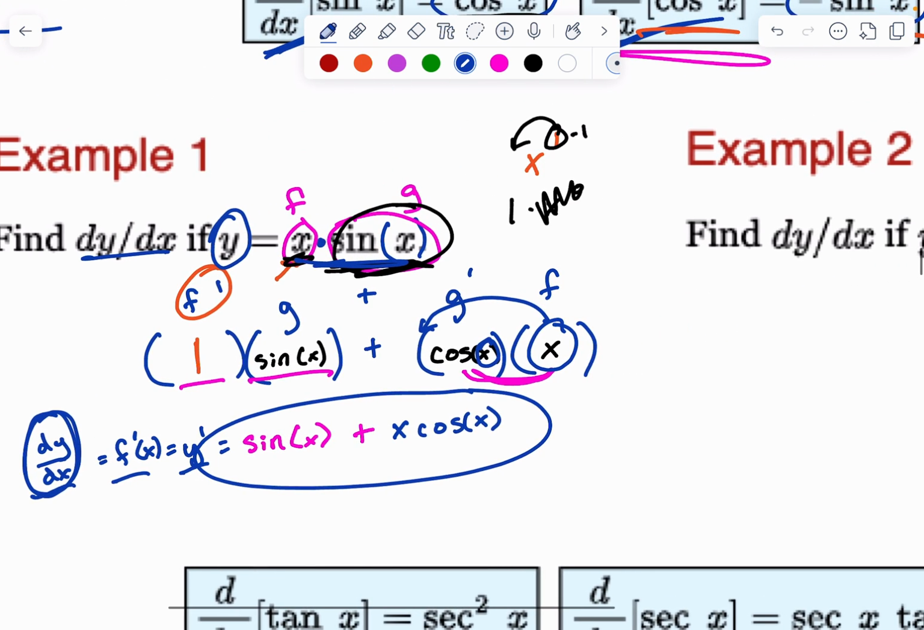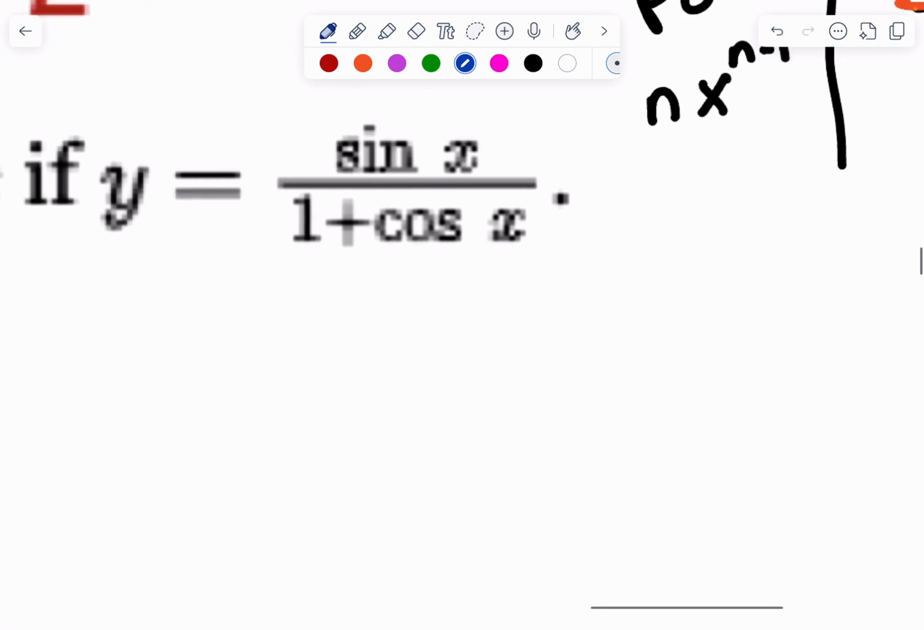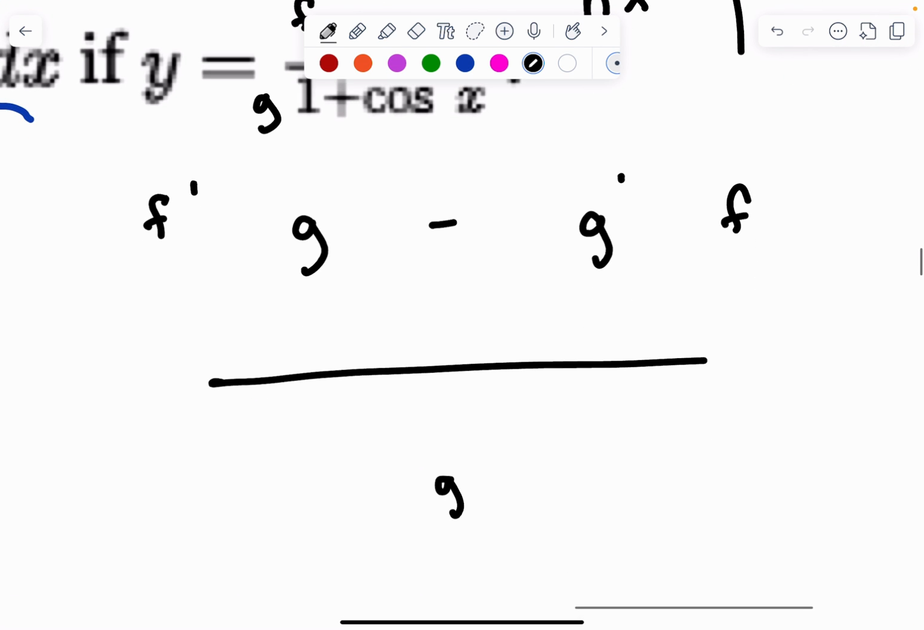Okay, so that was an illustration of the product rule. Now they're going to have us do the quotient rule because this is a quotient. Find dy dx, that's saying find the derivative. So this is the f and this is the g, and so I want to do the quotient rule: f prime g minus g prime f all over g squared. You have this guy memorized yet?